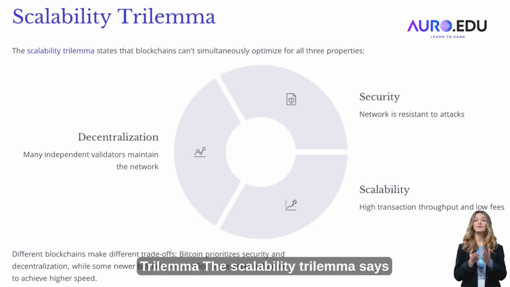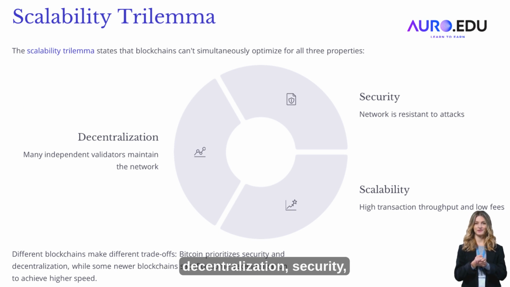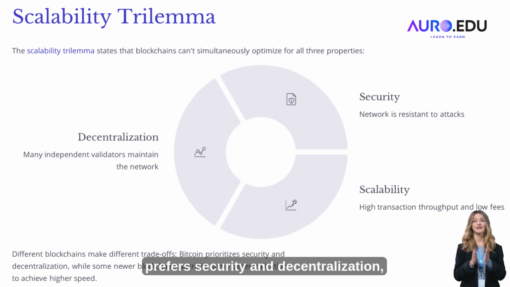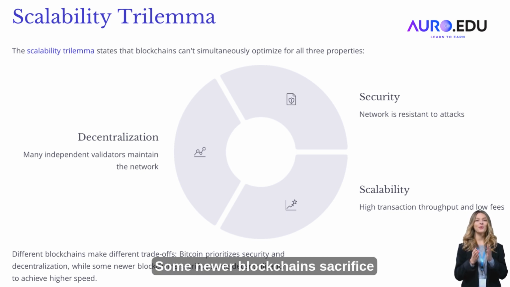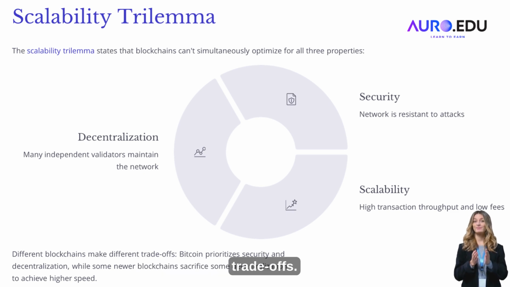Scalability trilemma. The scalability trilemma says that blockchains can't have all three: decentralization, security, and scalability. Usually, they must choose two. Bitcoin, for example, prefers security and decentralization, but is slower. Some newer blockchains sacrifice decentralization to become faster. Designing blockchains is always about trade-offs.